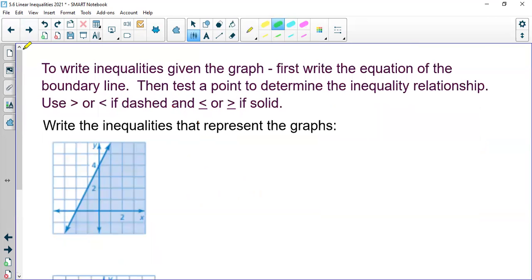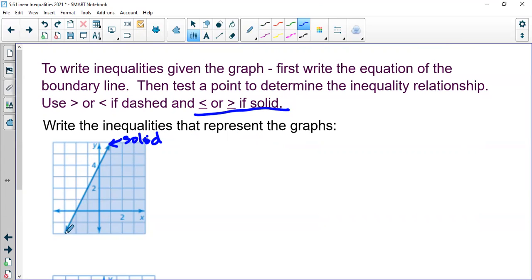We're also going to be writing inequalities given the graph. So to write an inequality given the graph, we're first going to write the equation of the boundary line, and then we're going to test a point to determine that inequality relationship. We're going to use greater than or less than if we have a dashed line, and less than or equal to or greater than or equal to if we have a solid line. So let's go ahead and look at our first example here. With our first example, notice we have a solid line. So that means we will have an or equal to relationship when we get to that inequality part.